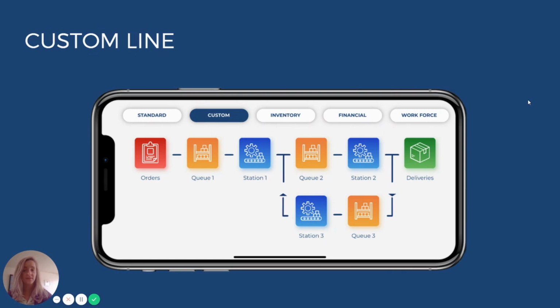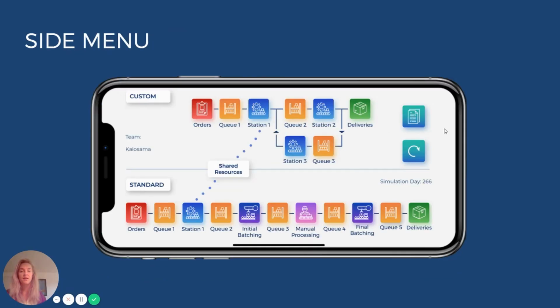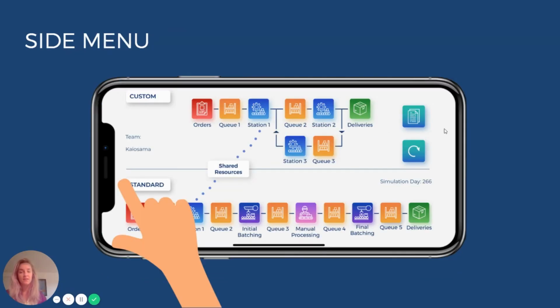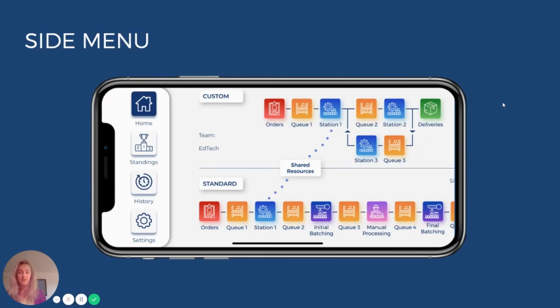Here we have the custom line, and if we use the top navigation bar, we'll be easily directed to the standard line. Returning to the home screen, if you swipe from the left, you'll see this side menu, which shows the standings table, which will display how much cash each team has on hand, the history tab, which shows you who on your team made what decision and when, the settings tab, which allows you to switch the game's language. We currently have English, Spanish, and Portuguese.